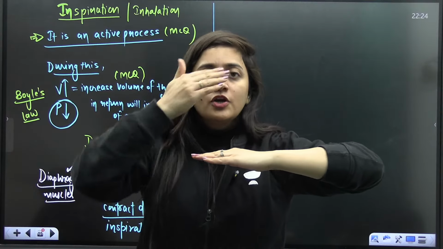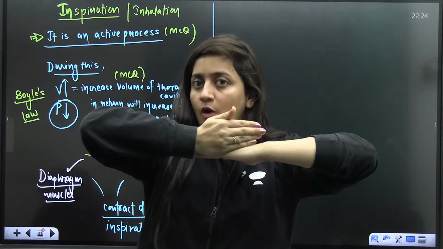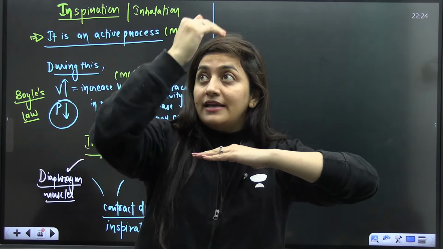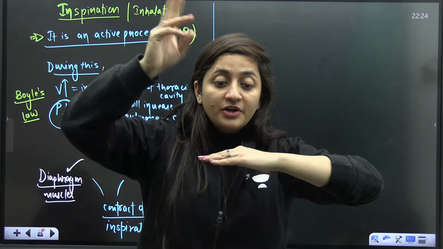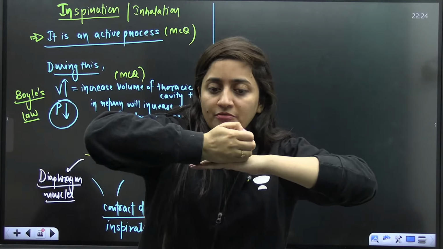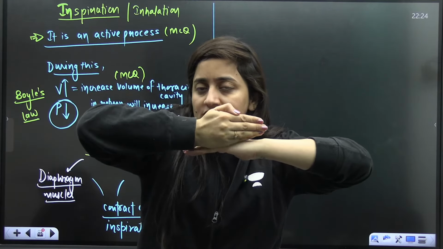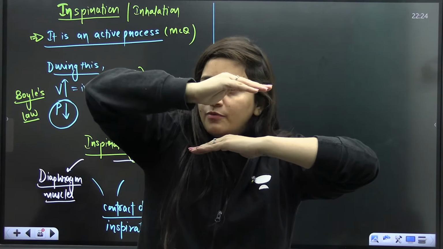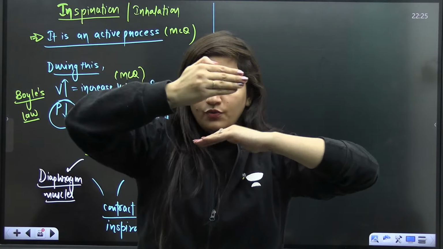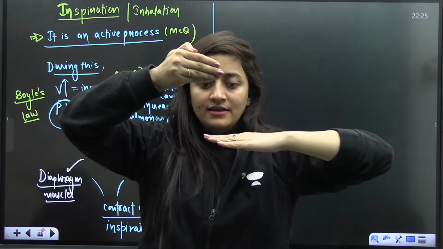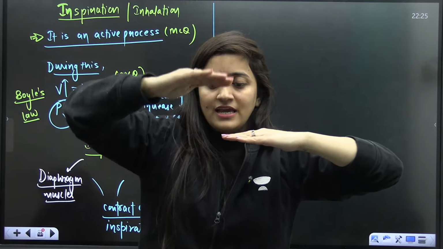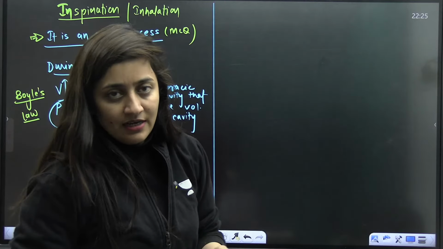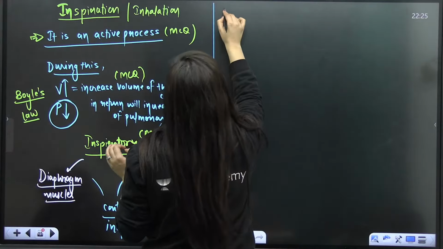Now the next step, your rib cage is downward and inward. Now when your external intercostal muscles contract, you know that they are present in between the upper and lower rib. So what is going to happen? When the external intercostal muscles contract, your rib cage will go upward and outward. So it is like this. First this, then this. That's how I remembered, to be very honest. Right? So let's write it clearly.